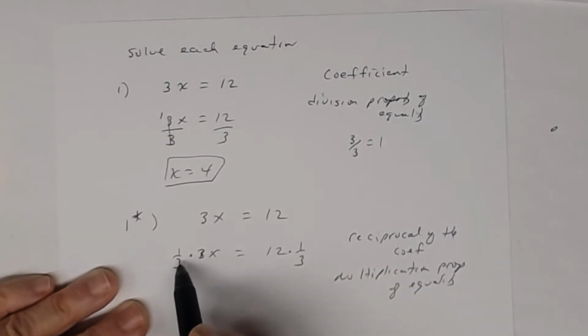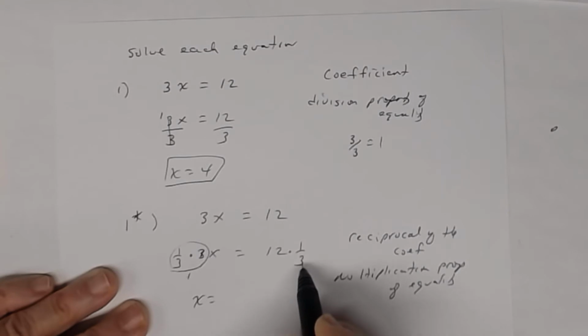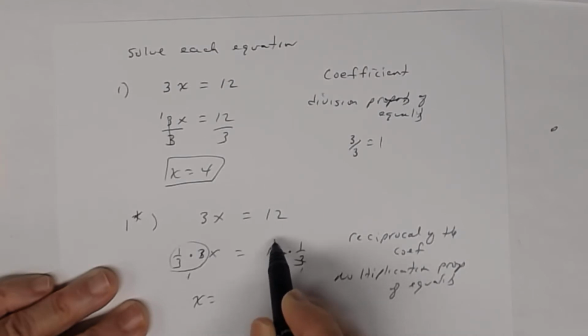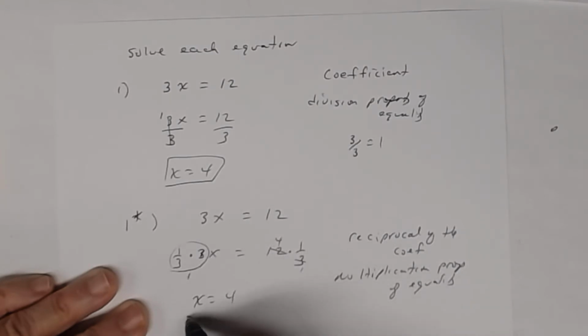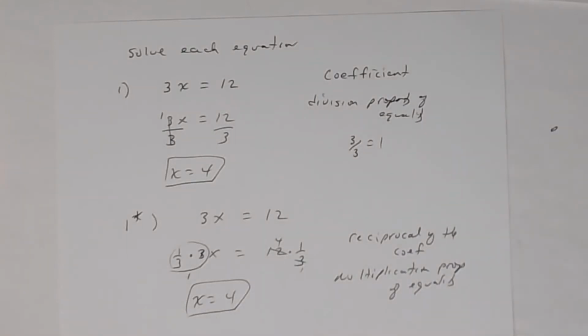And it makes sense because look, what is 1/3 of 3? So 1/3 times 3 is 1, right? And then 1 times x is x. And then 12 times 1/3, 3 into 3 is 1, 3 into 12 is 4, 4 times 1 is 4. So you get that. Okay? All right. So you get the same thing.